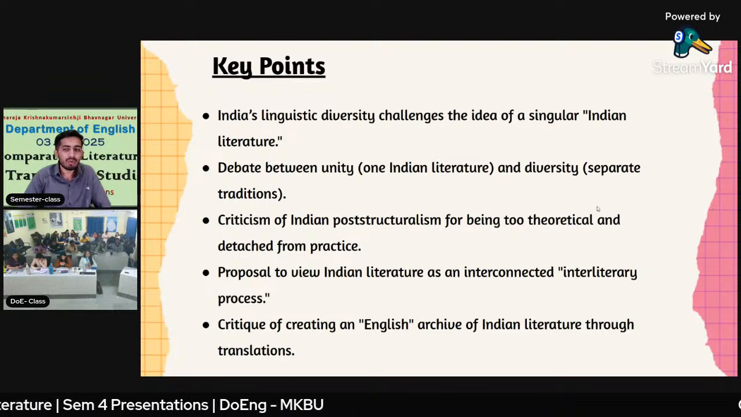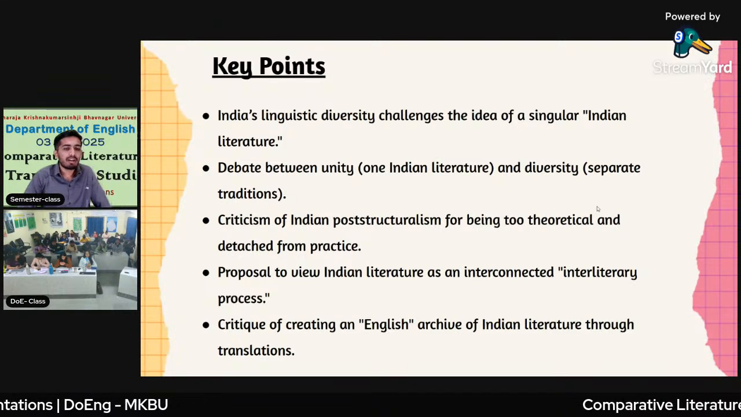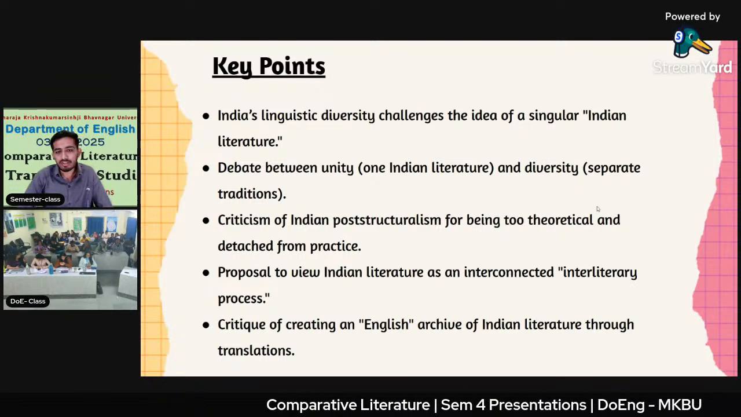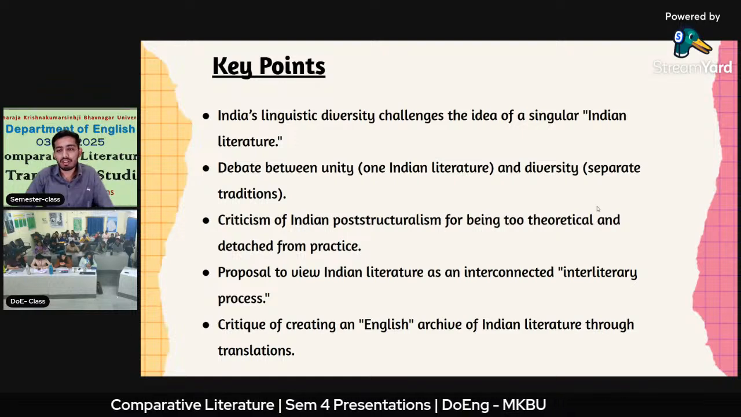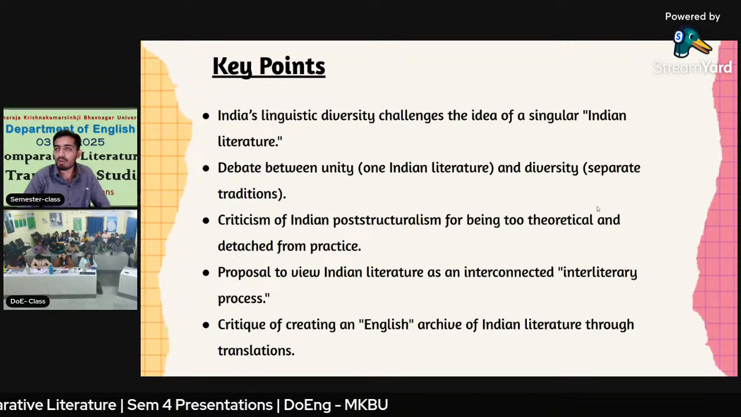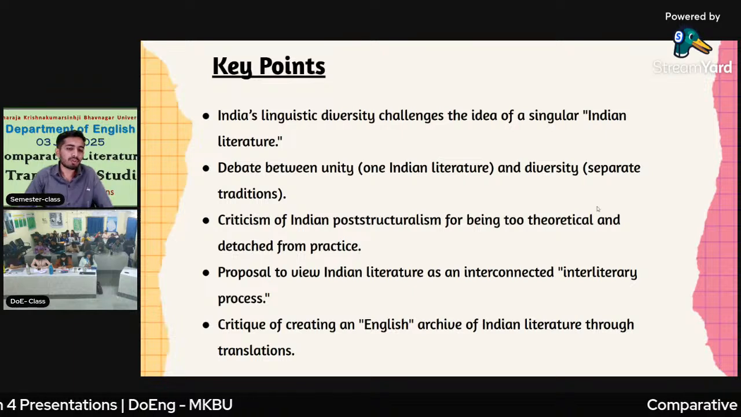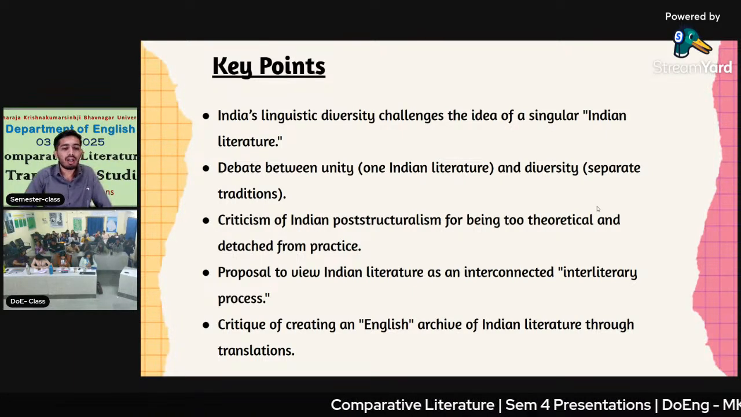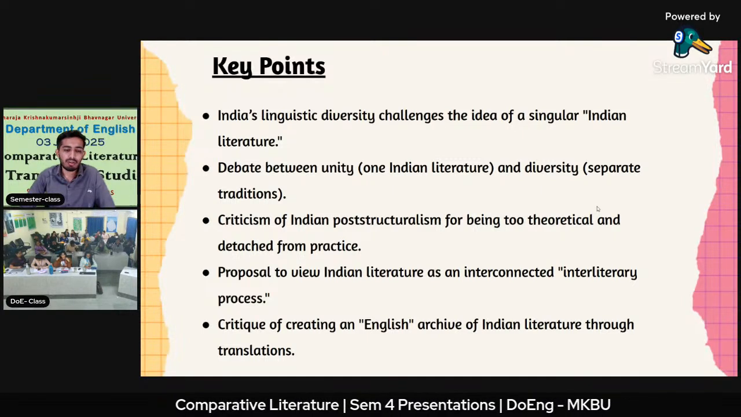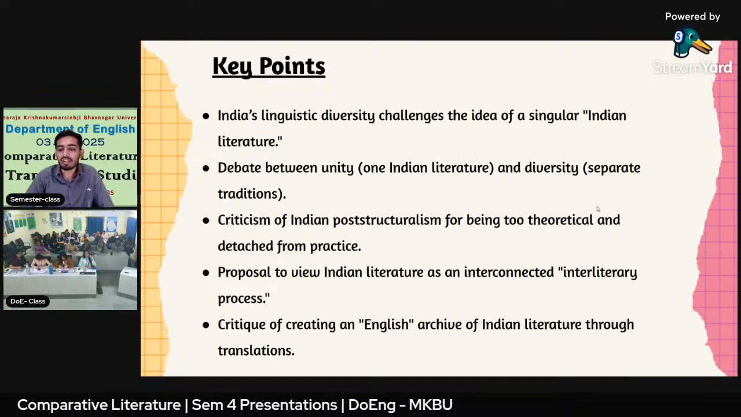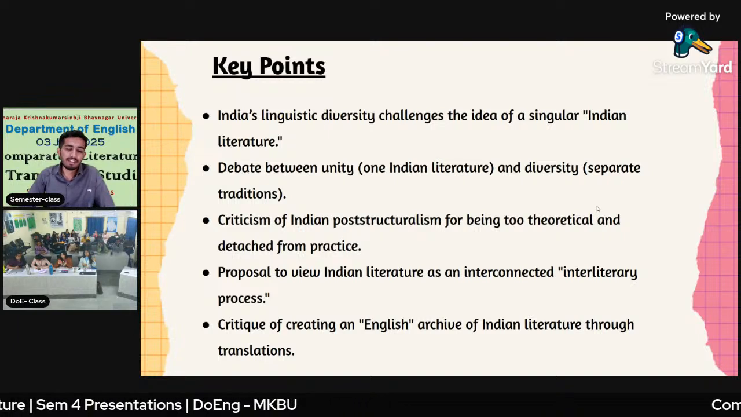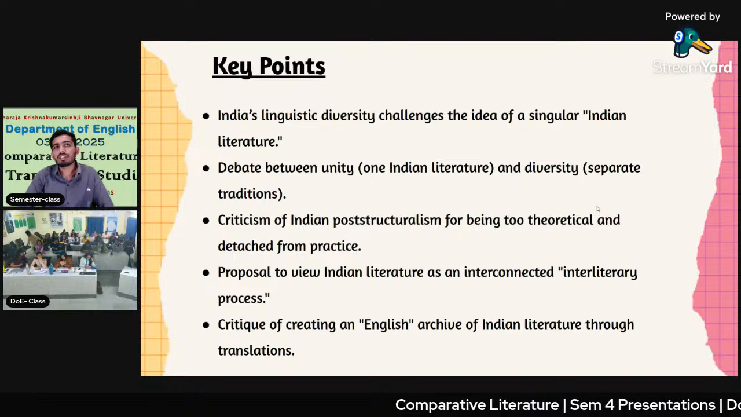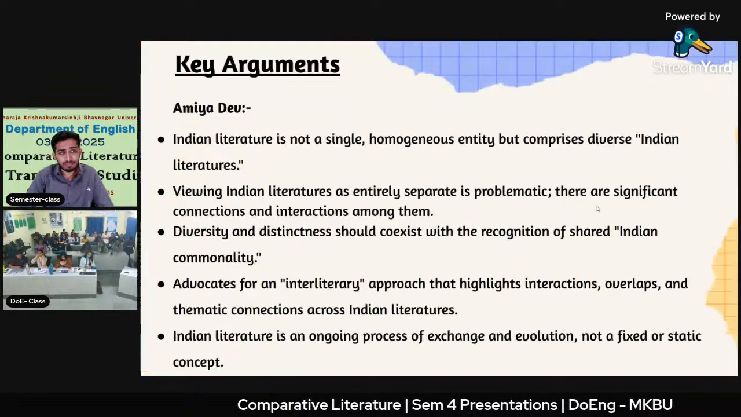There is a debate between unity and diversity. In the article, we get to see the criticism of Indian post-structuralism for being too theoretical and detached from practice. He proposes to view Indian literature as an interconnected literary process. The article criticizes the creation of an English archive of Indian literature through translation, as he says that by translating Indian literature into English, it loses its originality.